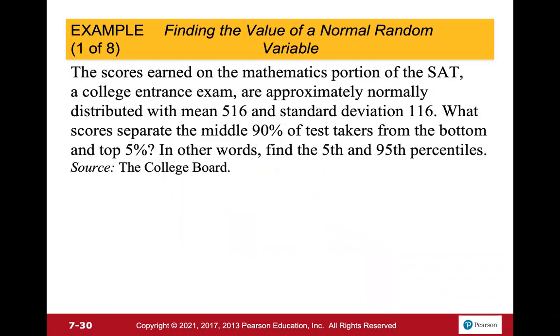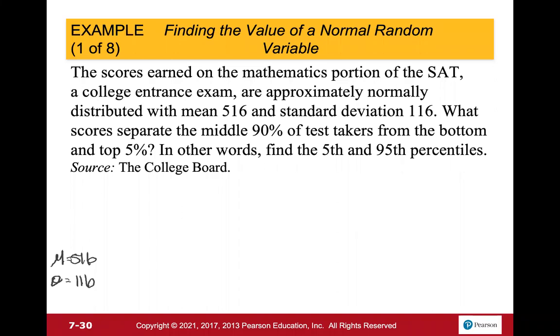No big deal. All right, so looking at this quote: scores earned in the mathematics portion of the SAT, a college entrance exam, are approximately normally distributed with mean 516 and standard deviation 116. What scores separate the middle 90% of the test takers from the bottom and top 5%? In other words, find the 5th percentile and the 95th percentile.